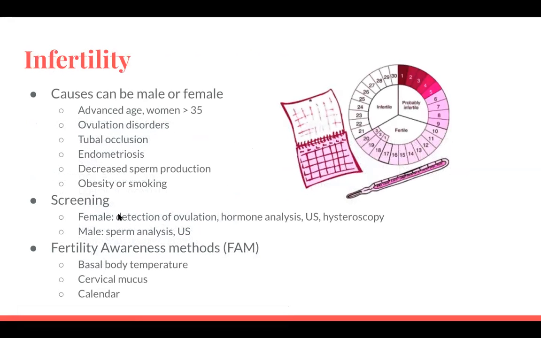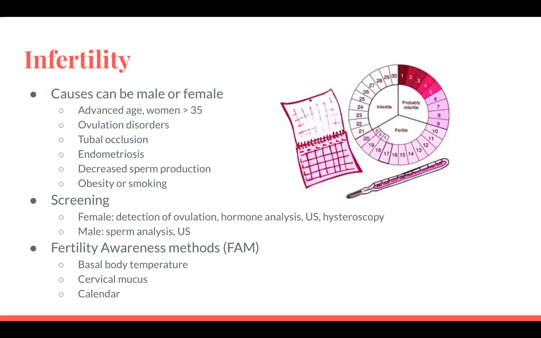All right, so infertility. The causes can be male or female, being at an advanced age over 35. You can have ovulation disorders, tubal occlusion, endometriosis, decreased sperm production, obesity, or smoking, or if the mom has an acidic cervical environment, scarring, tumors, STIs, or any other infection, that can also cause infertility. So that's why prevention and recognition of STDs is so important, because you don't want it to lead to infertility if it gets to a certain point.